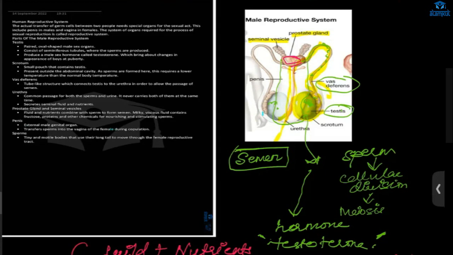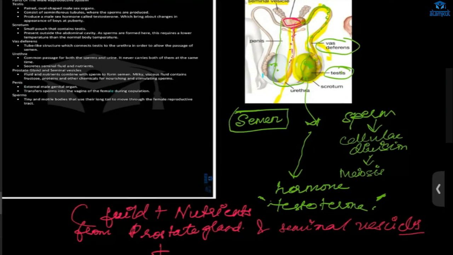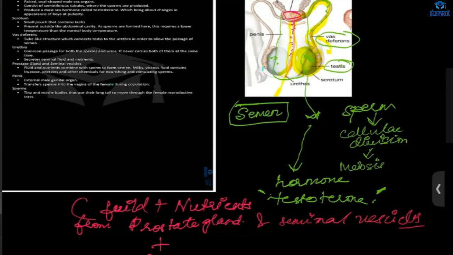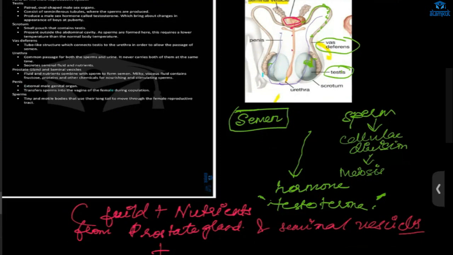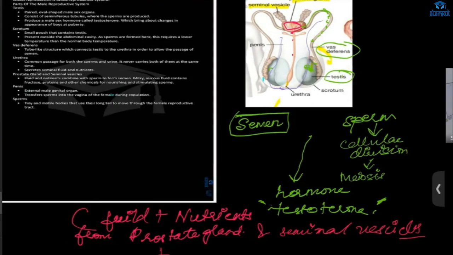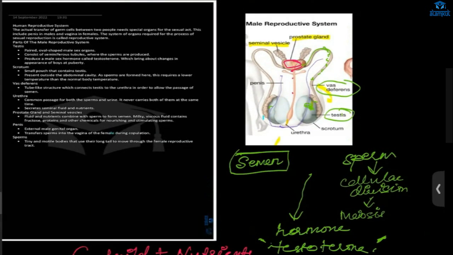Semen will go to the common passage for sperm and urine. It will move through the urethra, which carries both the urine and the semen. That is common. After that, it will go to the penis, and from there it will be transferred to the egg. So this is the male reproductive system.